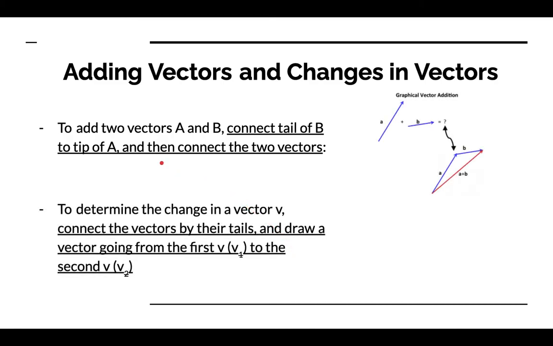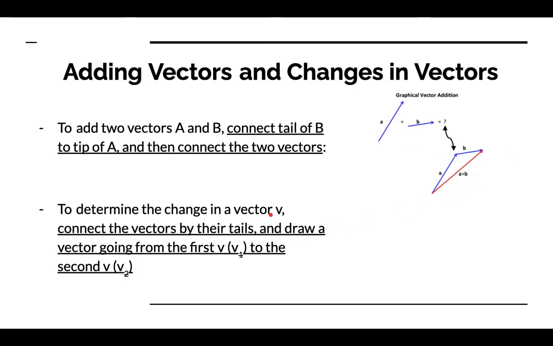So if we wanted to add two vectors A and B, like this right here, what we're going to do is what we call connect tip to tail. We connect the tail of B to the tip of A, and then we connect the two resulting vectors. So if I'm adding A and B, the tail of B will get added on to the tip of A. We see that where A ends is where B starts. And then what we do is we connect the space in between, and this gives us the sum of our vectors A and B.